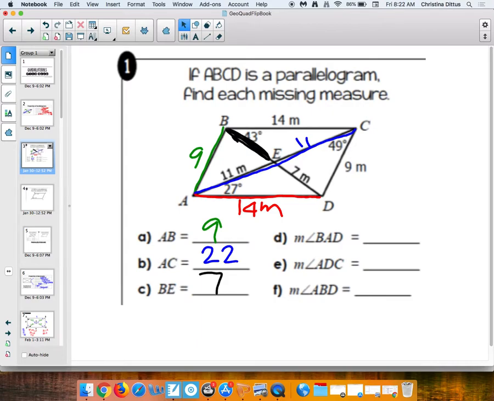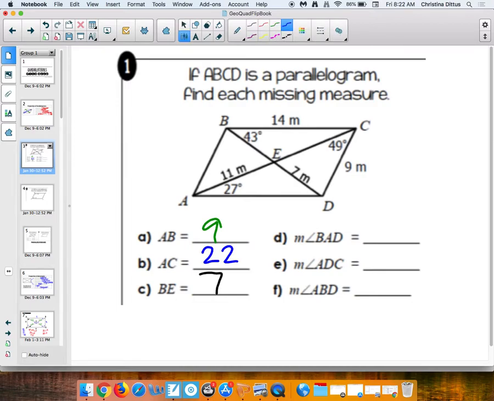Okay, let's look at our angles. Angle BAD, that is this whole angle right here. 54? 76? Getting mixed signals. Okay, let's think about this.